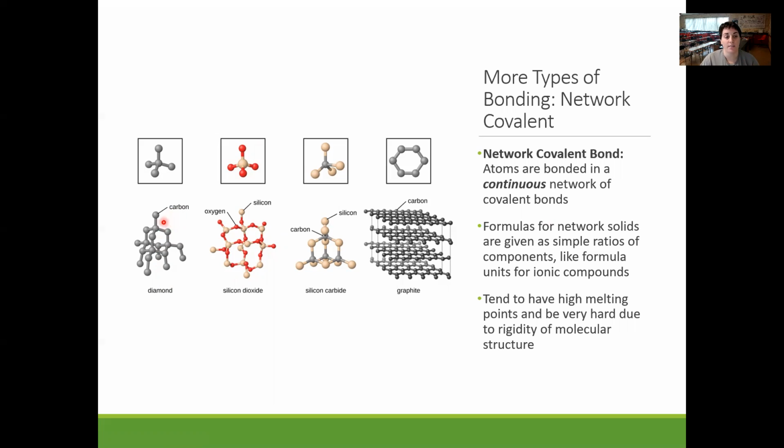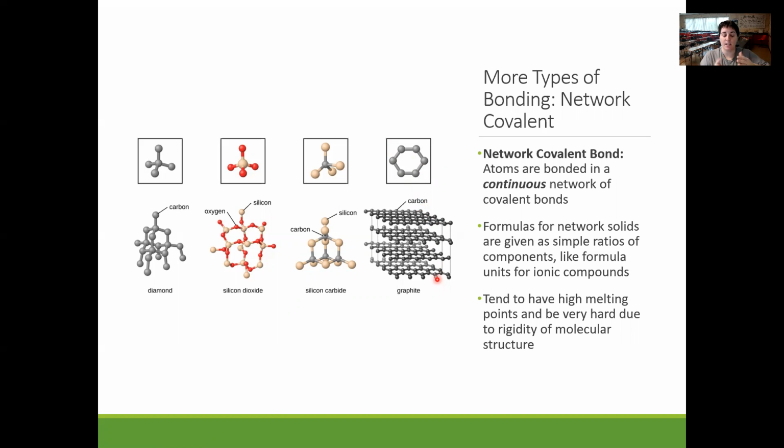mesh of carbons. So all of these carbons are connected in this kind of structure. That structure is important, and that creates that hard diamond that we're so familiar with. Another network covalent bond of carbon, if it forms differently, if the carbons line up differently, we get what's called graphite. So graphite is what's in your pencils.